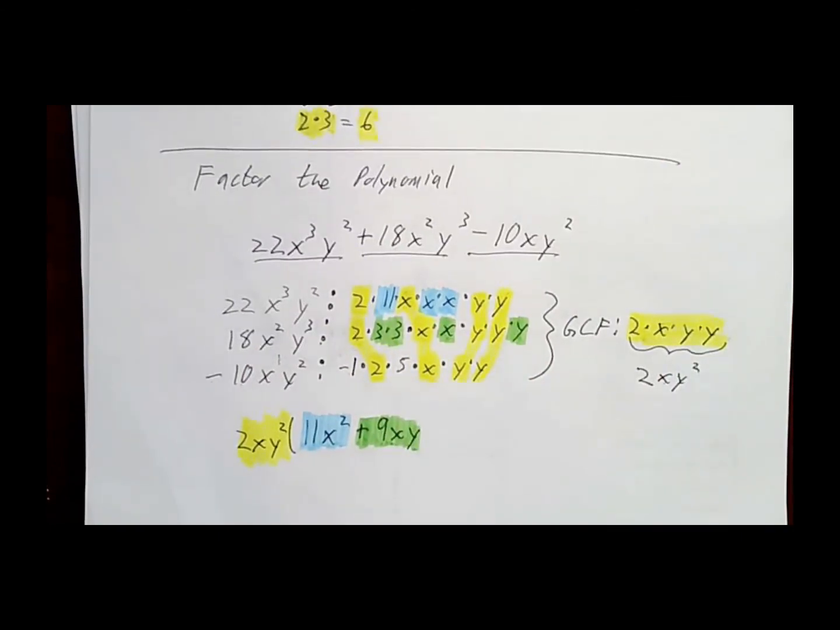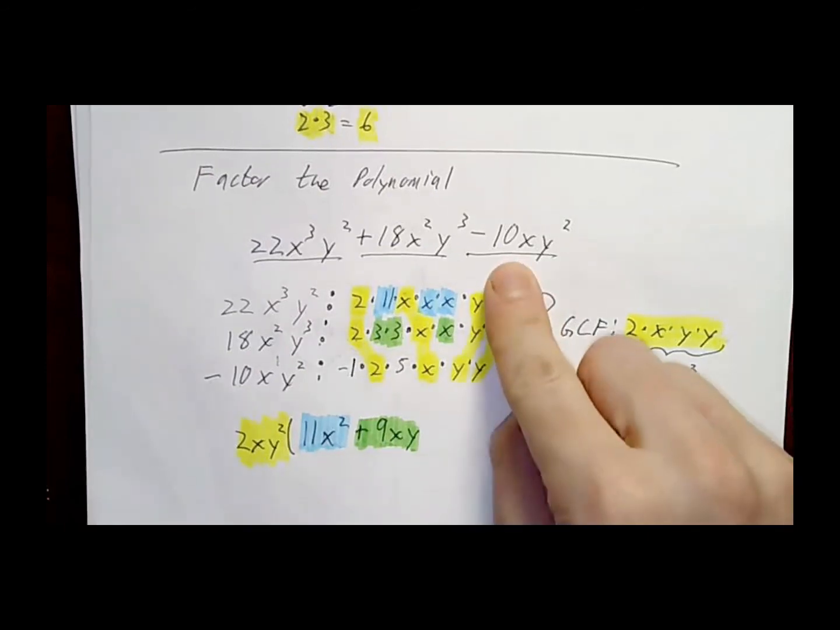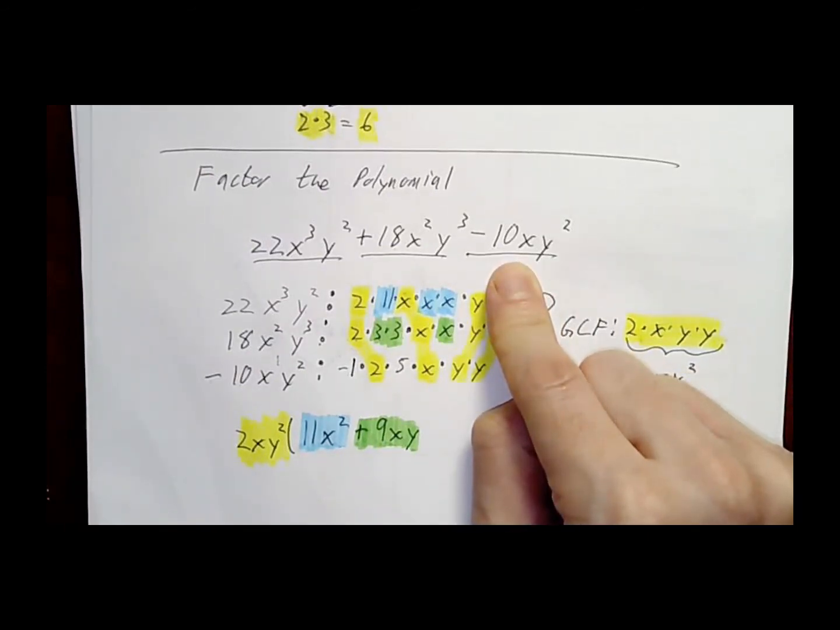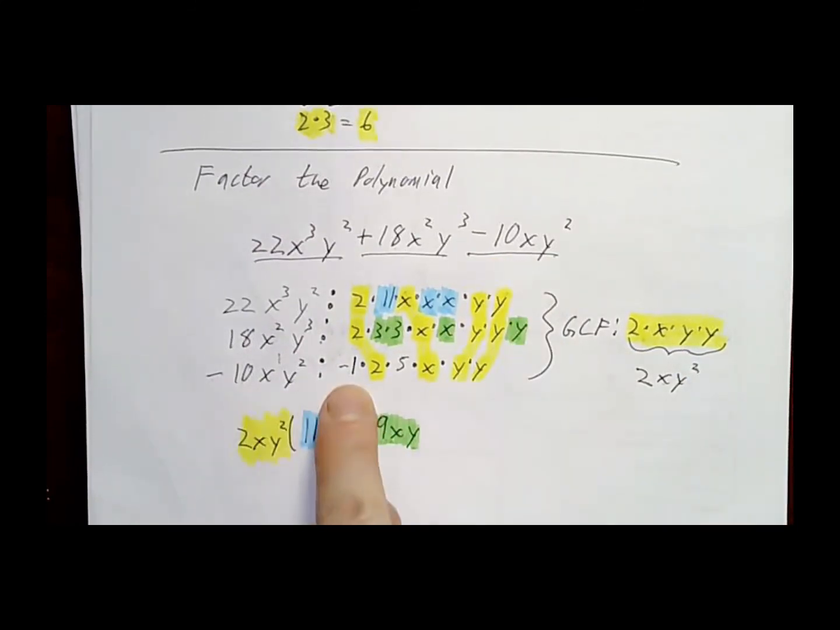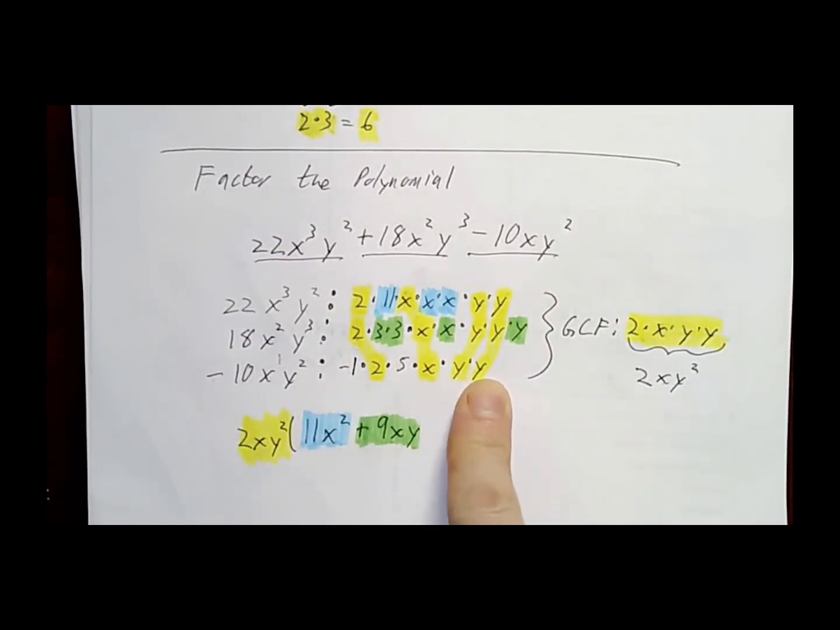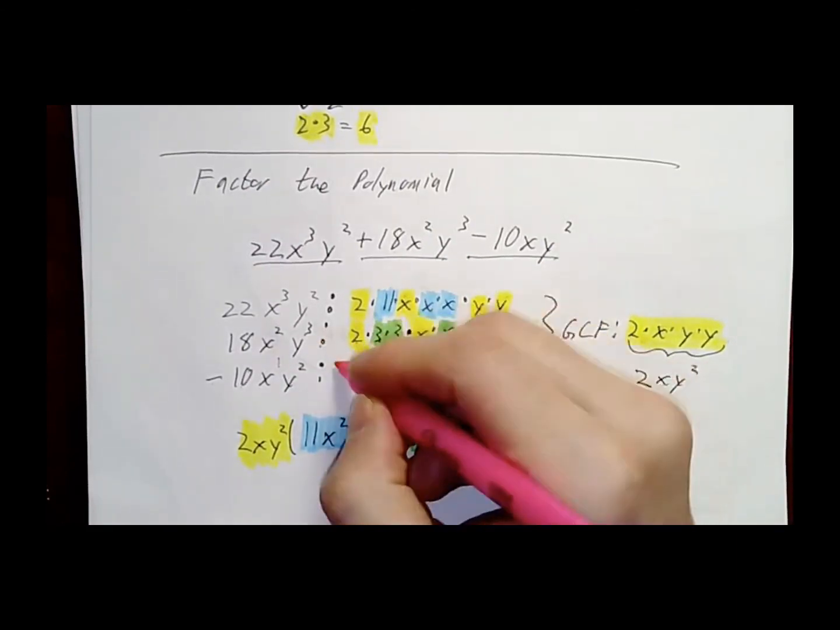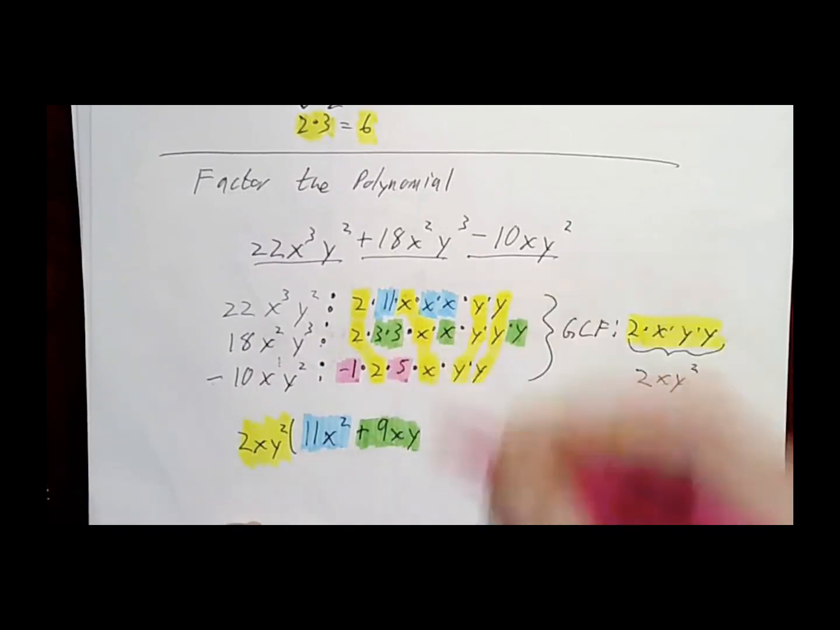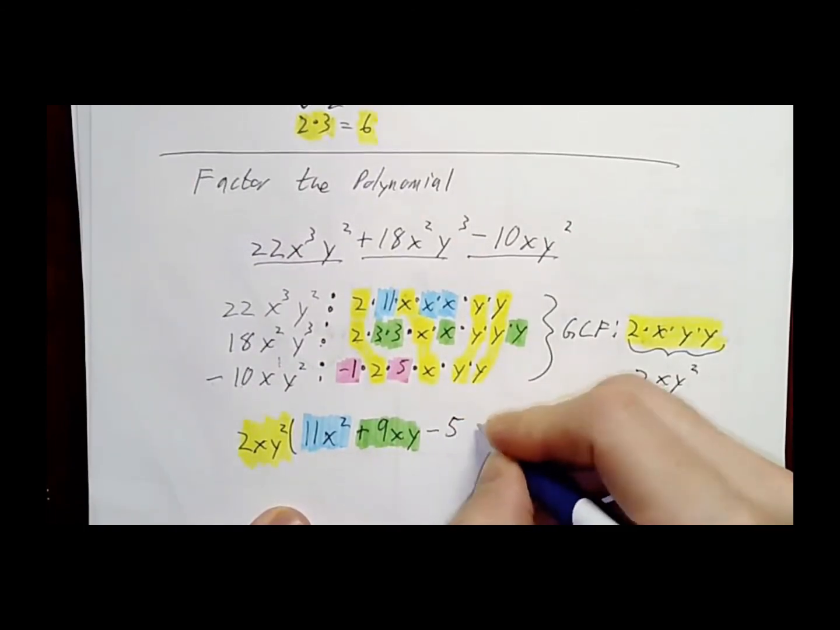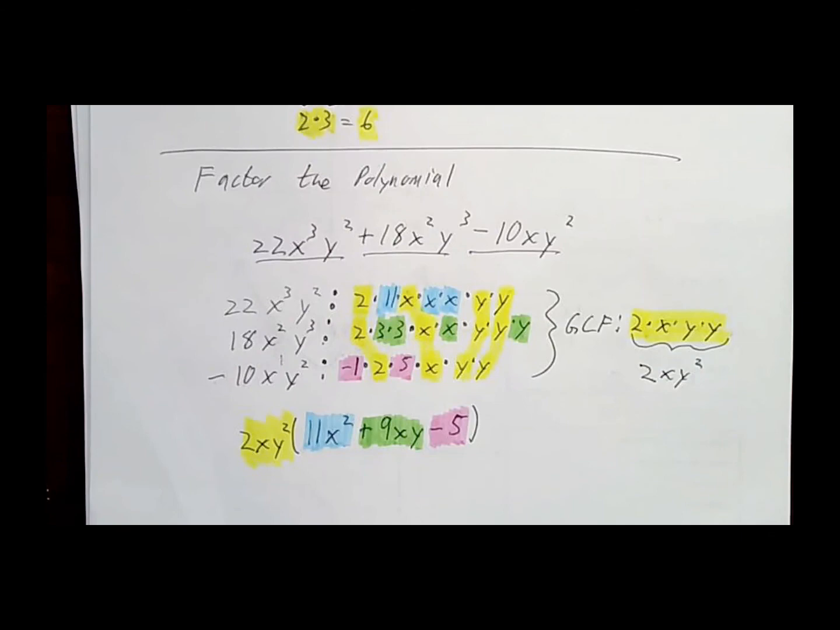And last but not least, I have one more. That's my third term. That's my negative 10xy squared. Here it is. Here's the prime factorization. I am going to ignore the yellow highlighters because they're all out here. The yellow highlighter is already accounted for. And I'm going to incorporate the last 2 things. And the last 2 things here are negative 1 times 5 is negative 5. That is how you factor a polynomial using greatest common factor.